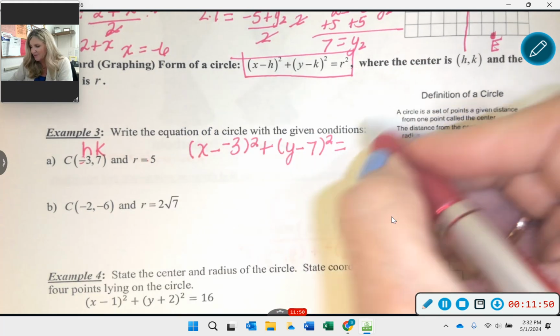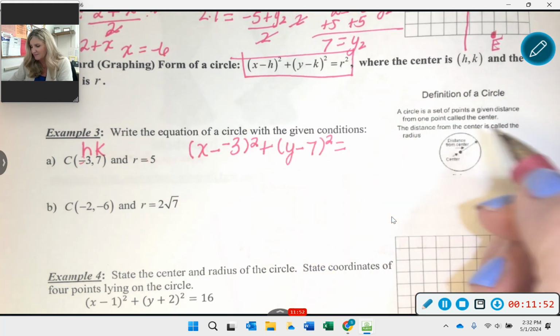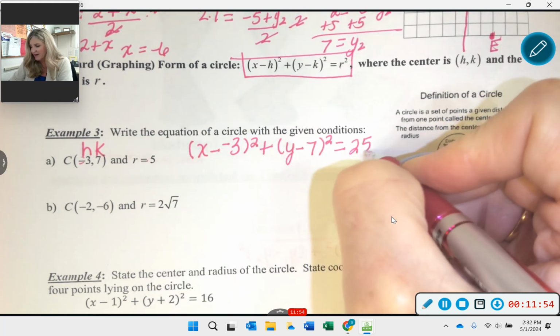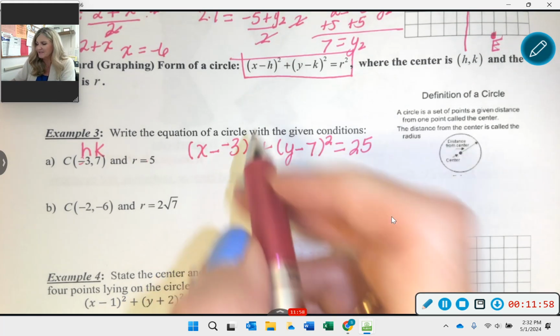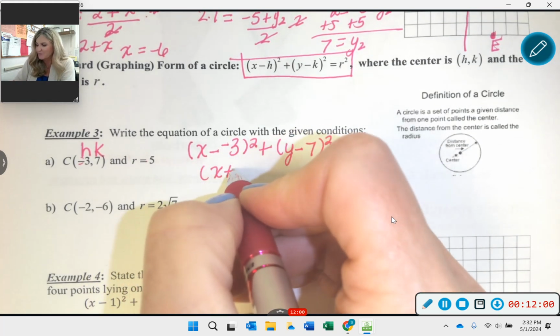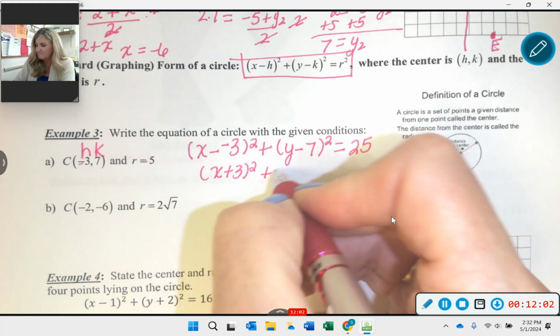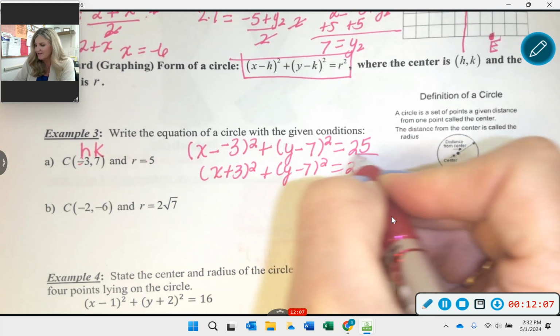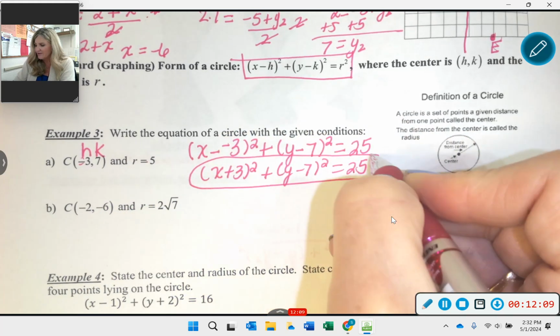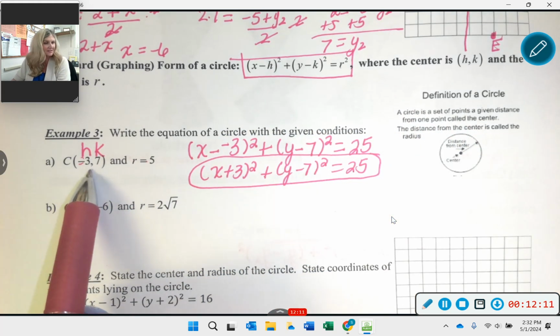and then I have to square my radius, which, what is 5 squared? 25. And now we're just going to simplify it. We have minus a negative, that's going to become x plus 3. And that's the equation of the circle that's going to have those qualities right there.